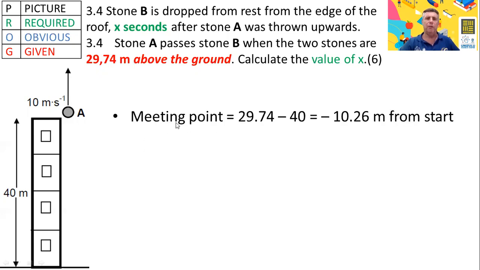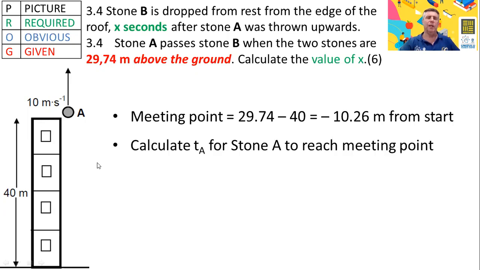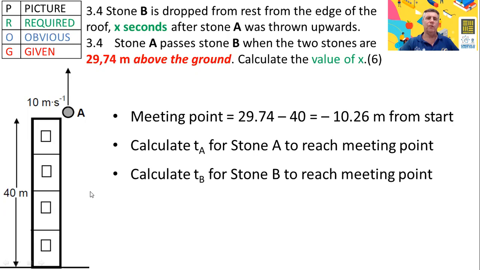First of all, we're going to note the meeting point when they pass each other is 29.74 meters above the ground, but that means it's 10.26 meters below the starting point, because we're doing everything with reference to that starting point. Secondly, we're going to calculate the time taken for stone A to reach the meeting point. Then separately calculate the time taken for stone B to reach the meeting point. And then simply subtract these to find delta t. So TA minus TB will be equal to X, which is the number of seconds after stone A was thrown that stone B was dropped.